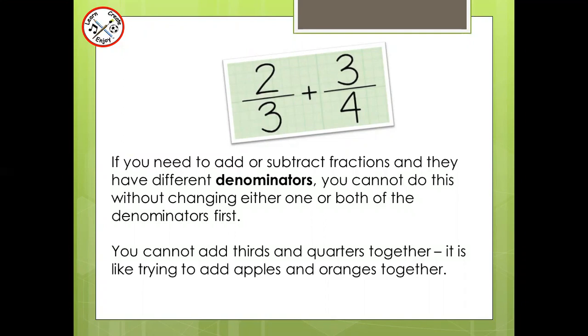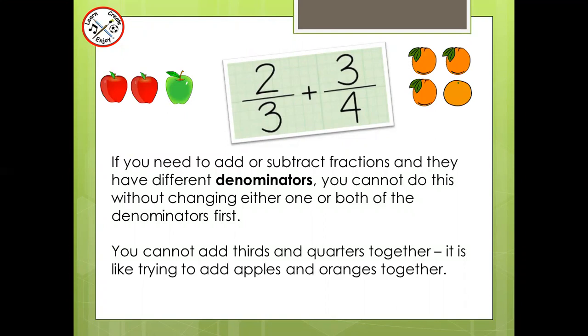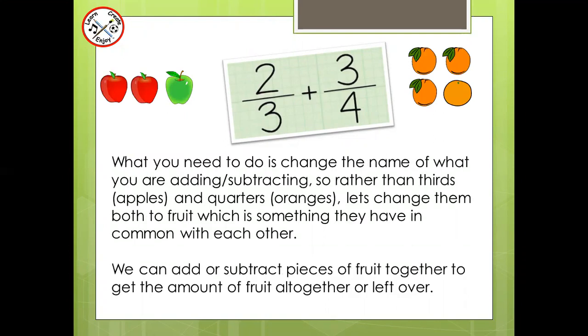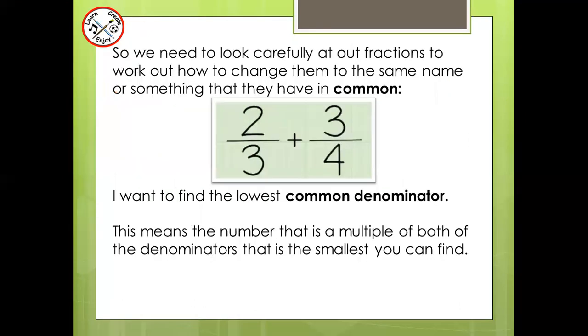You cannot add thirds and quarters together. It's like trying to add apples and oranges together. It can't be done. What you can do is change what you are adding and subtracting. You can change the name of it. So using my apples and oranges, I'm going to change them both to fruit, because that is something they have in common with each other. They are both types of fruit. And we can add and subtract pieces of fruit together to get the amount that we have altogether or left over really easily. So when that comes to fractions, this is what it looks like.